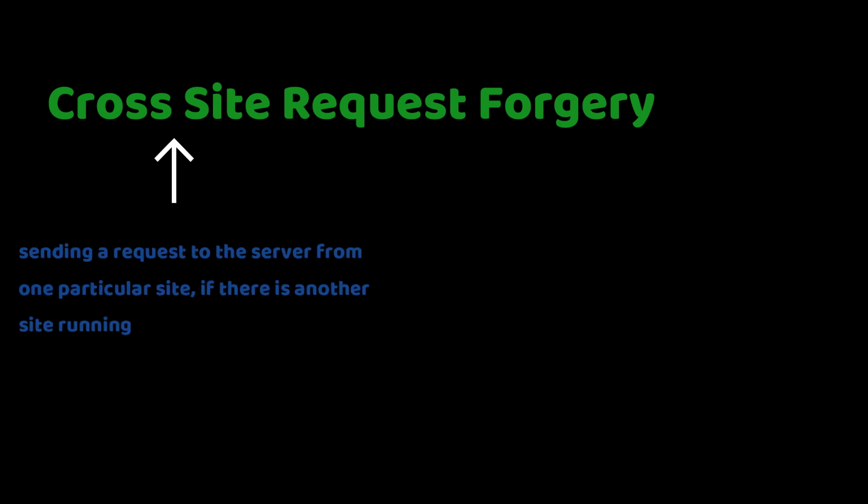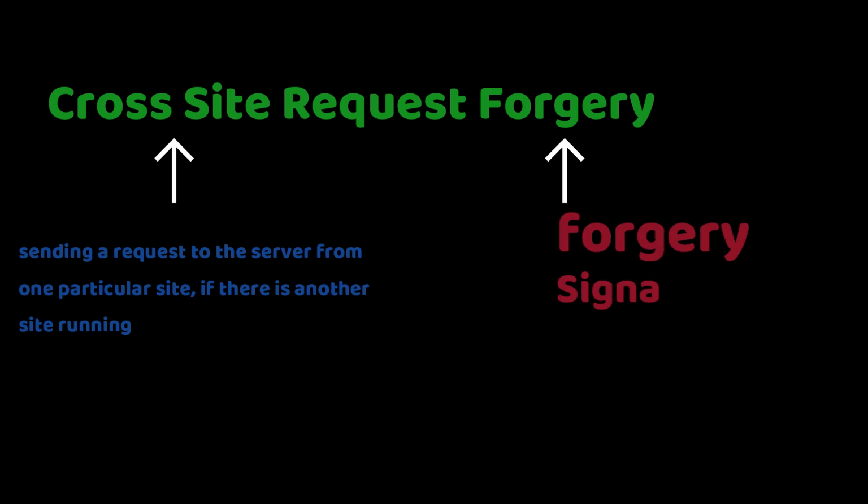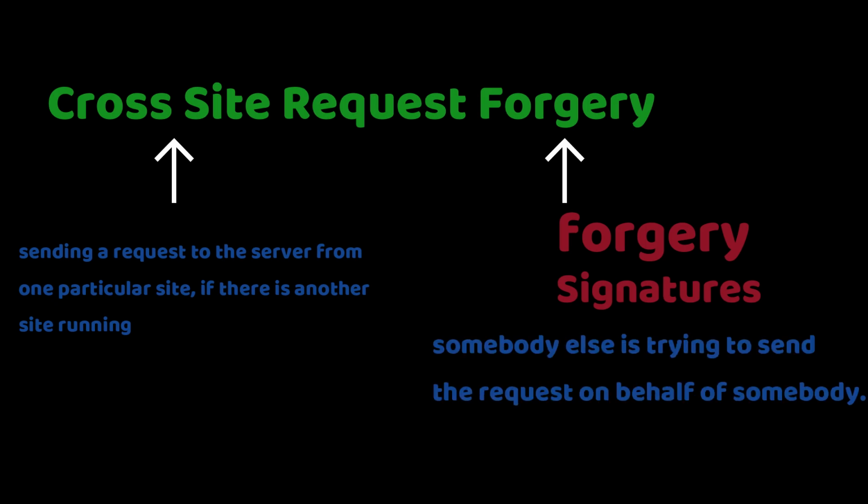Cross-site, what does it mean? Let's suppose we are sending a request to the server from one particular site. If there is another site running, then that is called cross-site and request forgery. We know the meaning of forgery, right? Generally, we use this term with signatures. That is, when a person gives a signature of another person, that's called forgery. So in the same context, we say that somebody else is trying to send a request on behalf of somebody else. So let's get deeper into this stuff.